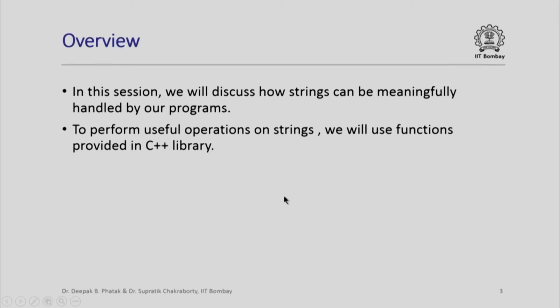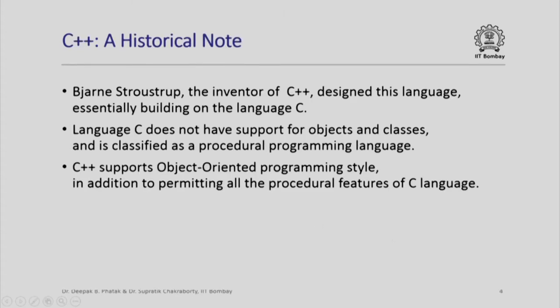It is important to understand that C++ actually handles character strings in two different ways. To see why it is so, it is useful to look at some historical context. Björn Stroustrup, who invented C++, designed this language essentially building on the language C which existed then. The language C does not support objects and object-oriented programming. It is classified, in fact, as a procedural programming language.